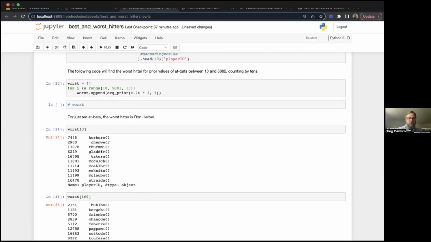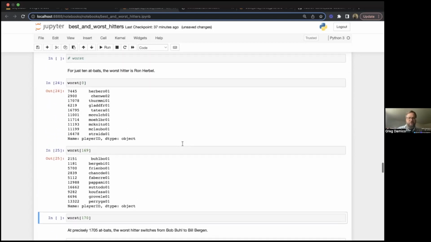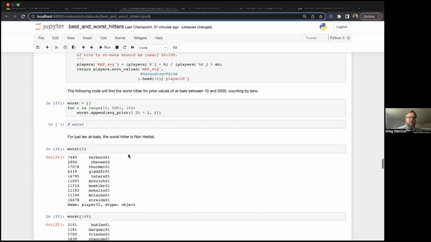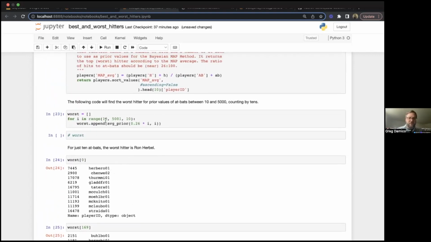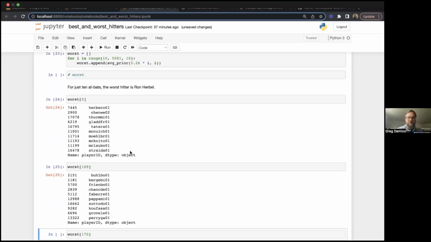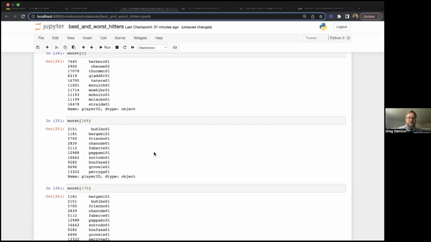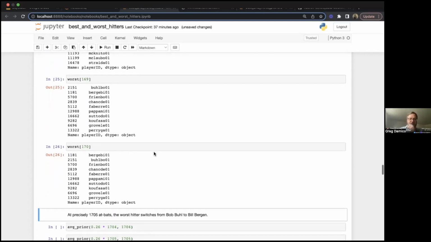We could go up a little bit. All right, so here's 169 at-bats. Sorry, this is not 169, but this is the 170th in our list. So this is actually 1,700 at-bats. Here is 1,710 at-bats.